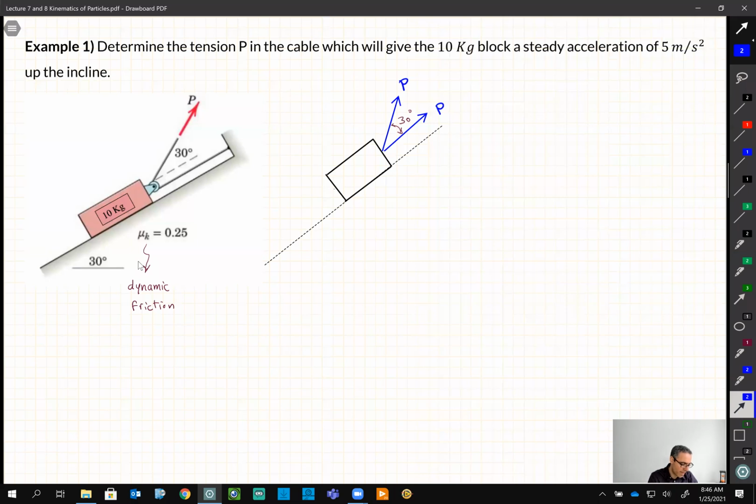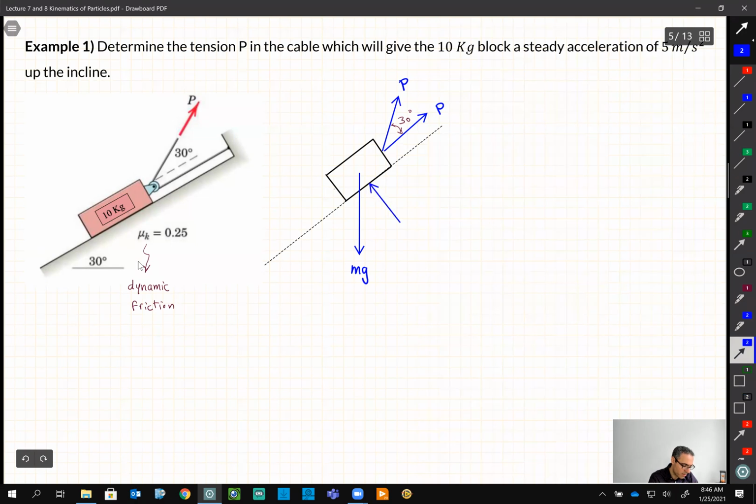And then what else do we have? Obviously, we have gravity, right? So this is our friend mg. And definitely we have the normal reaction N. And since I have friction, then we shouldn't forget mu N. I just write mu, but we know that we are talking about mu K N, okay? This is basically our free body diagram.